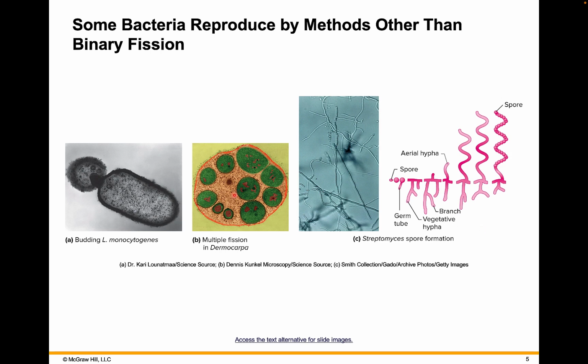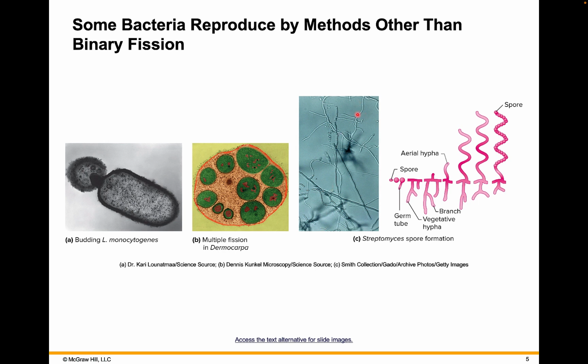Some bacteria reproduce by different kinds of methods, which is not just simple binary fission. For example, Listeria monocytogenes forms bud-like structures. So this is not an equal division like the binary fission that we just saw. On the other hand, in a cyanobacterium, Dermocarpa, this is called biocytes. This is essentially multiple fission. So each one of them is a Dermocarpa, and this is the multiple fission.